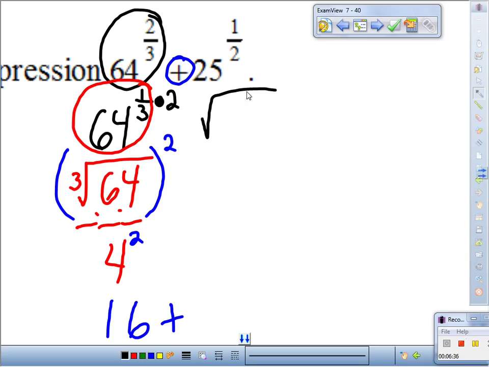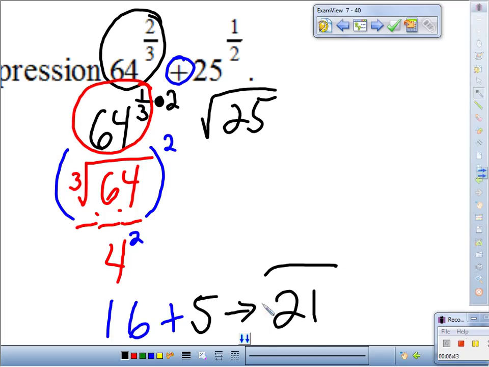This is square root of 25. What is square root of 25? 5. What is 16 plus 5? That's 21. Have you got that? Okay, good. Do we need another one of these? We good? All right, good.